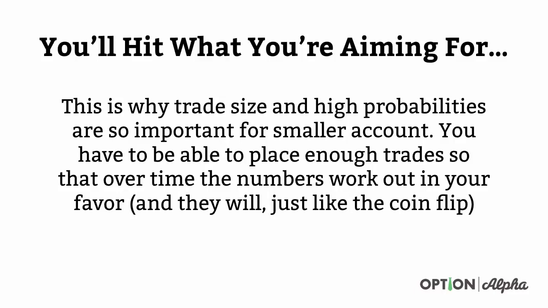This is why trade size and high probability are so important for smaller accounts. You have to be able to place enough trades so that, one, over time, the number of trades will work out in your favor, and they will, just like a coin flip. But number two, more importantly, one individual trade cannot wipe you out. If you have a trade size that is too big and you're not placing these high probability trades like we're showing you how to do on Option Alpha, one trade can wipe you out if you do something really stupid. And we don't want that to happen. We want to mitigate that risk by controlling our trade size, focusing on where our edge is in options trading. If you do that, everything else will take care of itself.